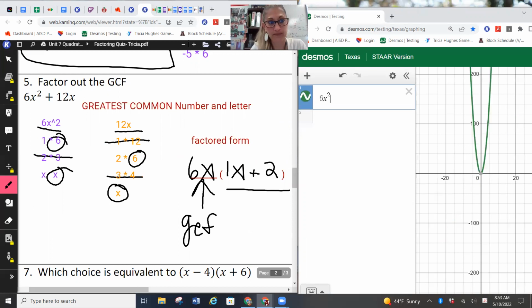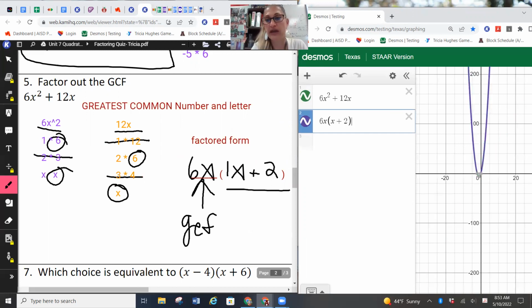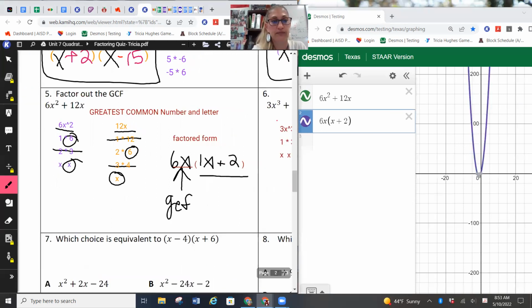6x squared plus 12x makes that quadratic. Now the GCF is factored. There's my answer, and they do match. Blue matches with the green.